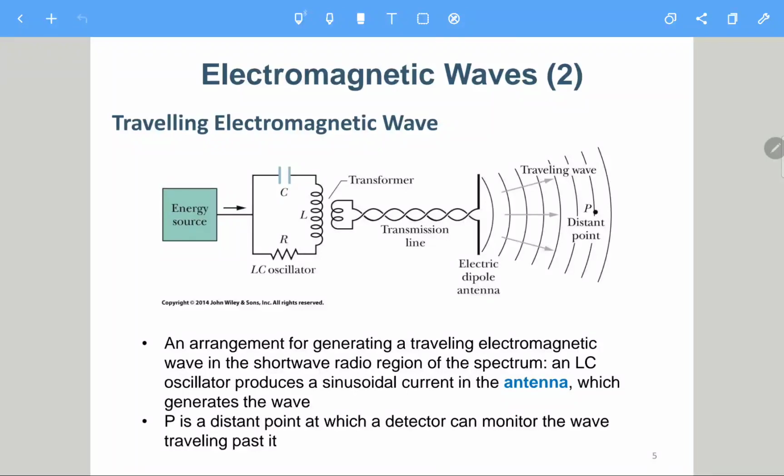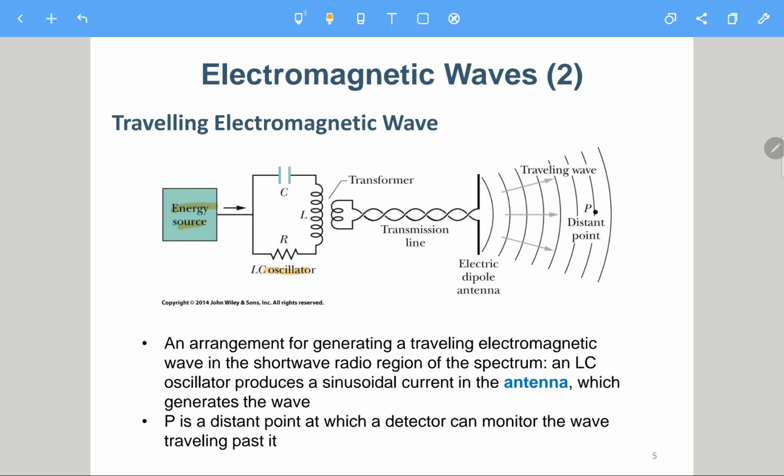So here we'll talk about the traveling electromagnetic wave. On the left-hand side of the figure, we can see we have the energy source, and it will probably generate some charges or current, or pump some energy into the LC oscillator.